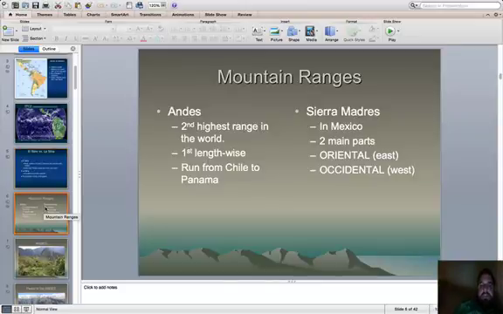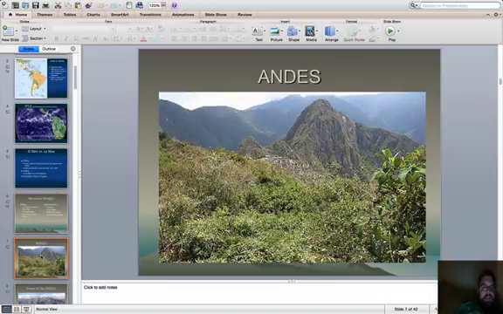Then your mountain ranges, you have two main mountain ranges, the Andes Mountains, which are the second highest mountain range in the world. It's the longest mountain range in the world. It's like a spinal cord going down the west coast of South America. It goes from Chile to Panama. Then you have the Sierra Madres in Mexico. And there's two sides to those, so they're kind of split in half with a valley in between. So you have Oriental and Occidental. And like I said, in the middle is generally flatter, and then they converge as you get down towards the Yucatan Peninsula.